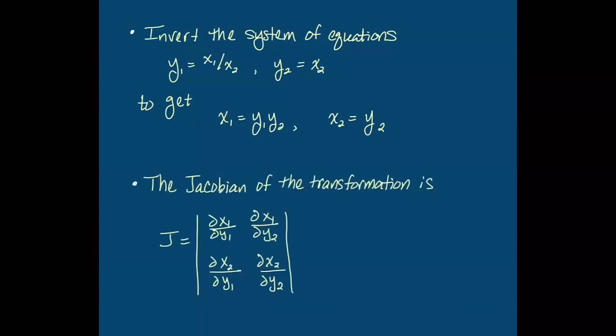We now need to compute the Jacobian for the transformation. Recall that this is the determinant of a matrix of partial derivatives like this. For the first row, I'm going to consider my expression for X1 in terms of the Y's, and I'm going to take the derivative first with respect to Y1 and then with respect to Y2. The top row of this Jacobian will become Y2, Y1. For the bottom row, I'm going to consider my expression for X2. Taking the derivative of this with respect to Y1 is 0, and with respect to Y2 is 1.